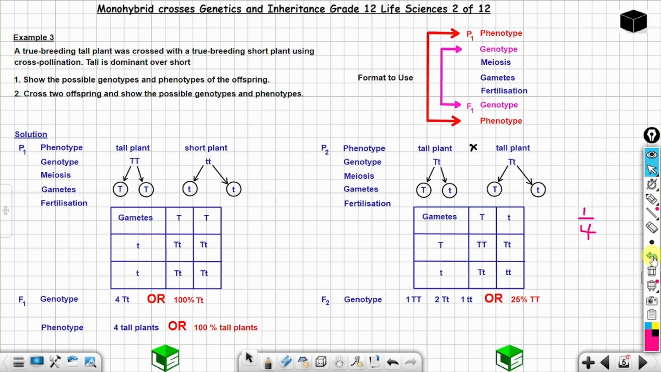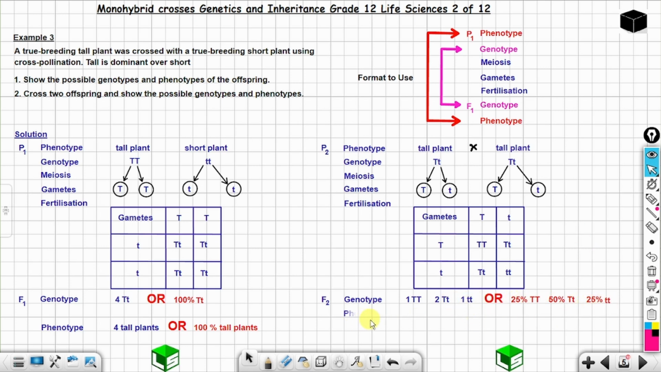And you've got two of this. You're going to have 2 over the total 4 times 100. So you're going to have 50% of this. And then this, you've got 1 of this, 25% of this.